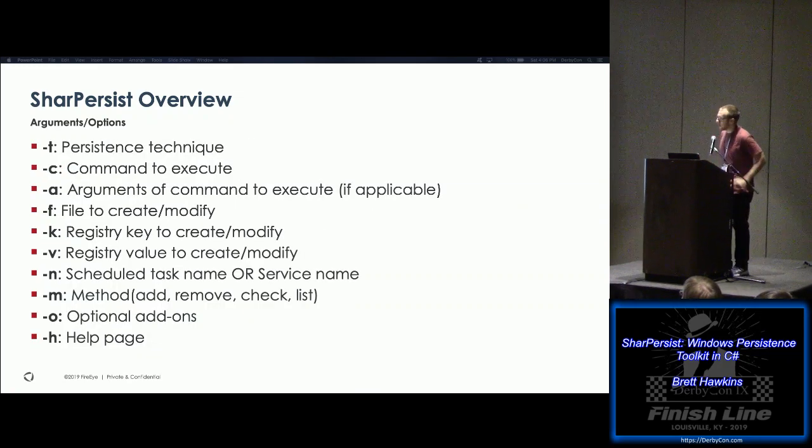So the various switches are available. Again, the GitHub has full documentation, examples, everything you're going to need to use the tool. But some different switches that are available: you can specify your persistence technique you want to use, command to execute, arguments to the command, file you want to create or modify, registry key to create or modify, registry value, scheduled task name or service name, and also specify the method you want to use, which I'll get into in a second, any optional add-ons that you want to use for the technique, and obviously a help page.